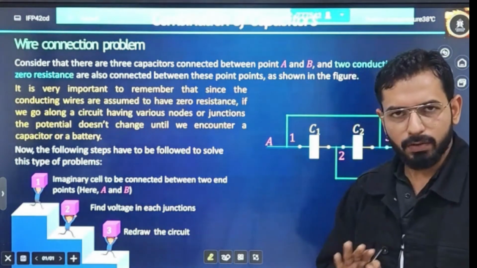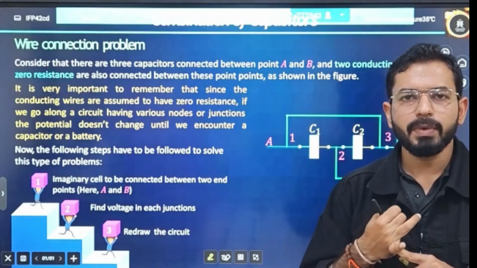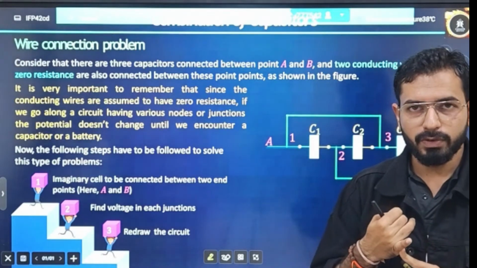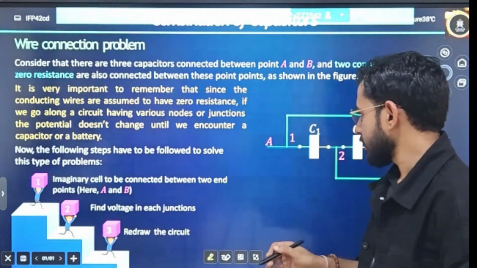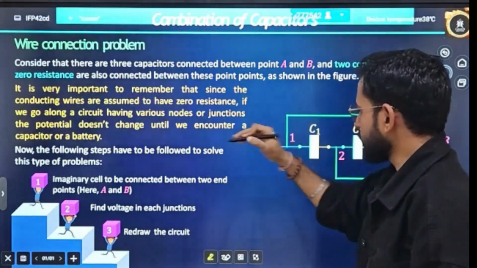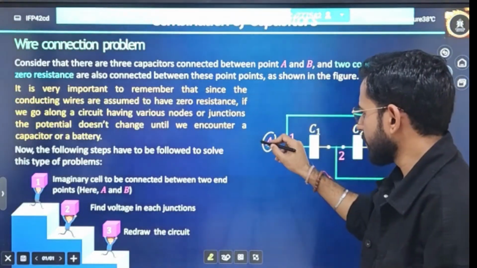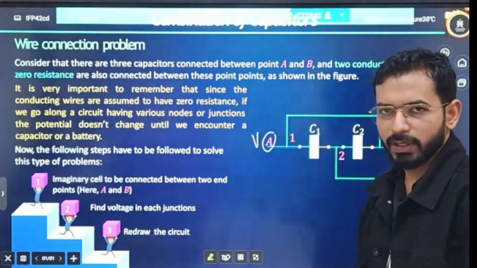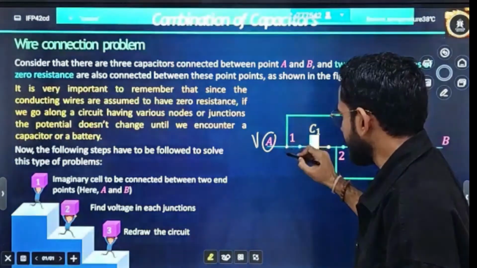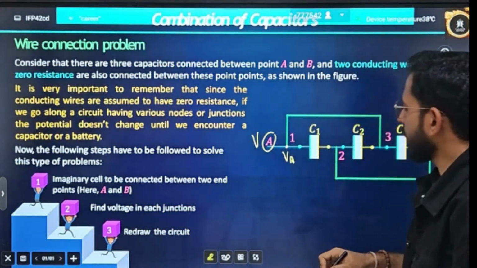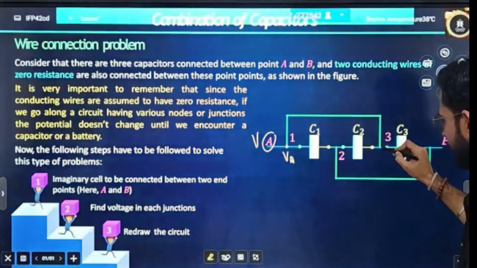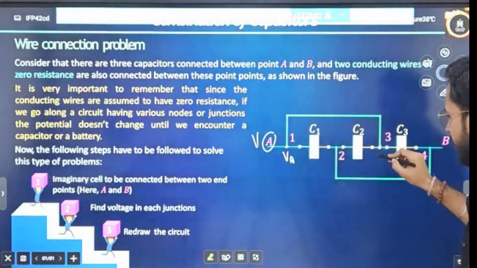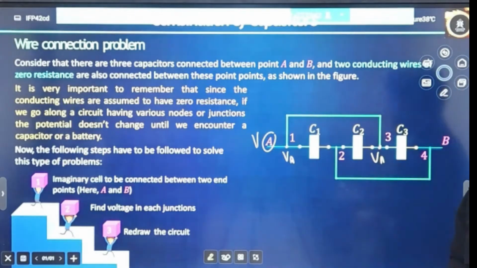Simply to understand one thing, I have told you that across a parallel combination, the potential difference will always be the same, and across a series combination the potential difference is different. That is sufficient. Here this point is A. Let us assume that it has some potential VA. I don't know the value, but I will write this point as potential VA. Now a straight wire is connected. A straight wire means potential will always be the same. That means this is connected with this point, so this point is also at potential VA.